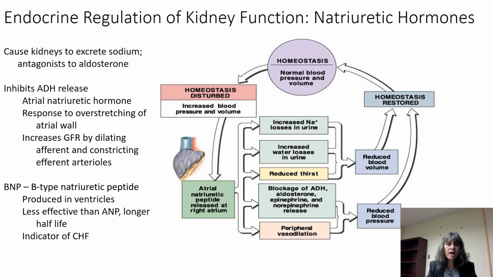There's also a B-type natriuretic peptide that's produced in the ventricles. It's not as effective as the atrial natriuretic peptide hormone, and it has a longer half-life, so it will last longer, but it will not be as effective. If B-type natriuretic peptide hormone is in the bloodstream, it's usually an indicator of congestive heart failure.